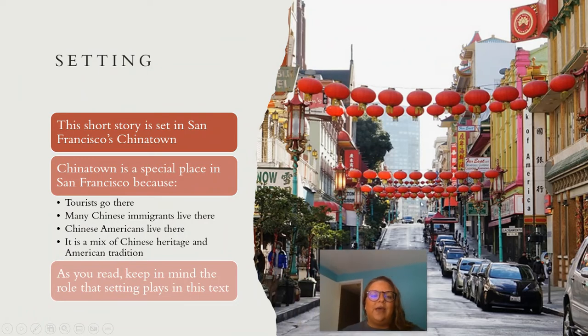The short story is set in San Francisco's Chinatown. Chinatown is a special place in San Francisco because tourists go there, and many Chinese immigrants live there. It's a mix of Chinese heritage and American culture. And the setting will take a key role in this text.